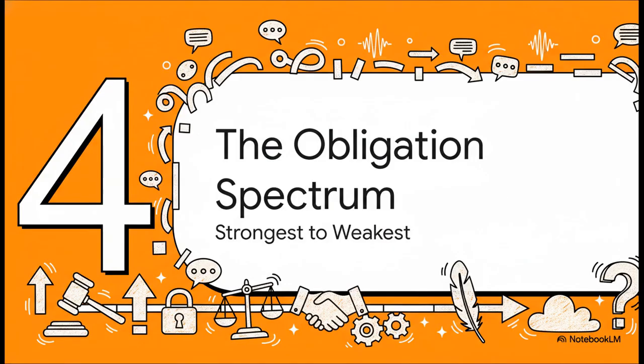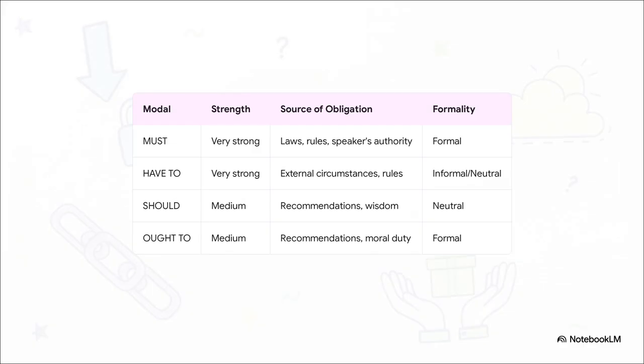All right, so we've looked at all the individual pieces of the puzzle. Now let's put them all together and see how they create a complete system. We're going to lay everything out on one spectrum to make it all crystal clear. This chart right here, this is basically your Rosetta Stone for obligation. It lays everything out perfectly. Up at the top, you've got your absolute requirements, must and have to. Down at the bottom, your strong recommendations, should and ought to. Just look at how it clearly shows you the strength, the source, and the formality of each one.